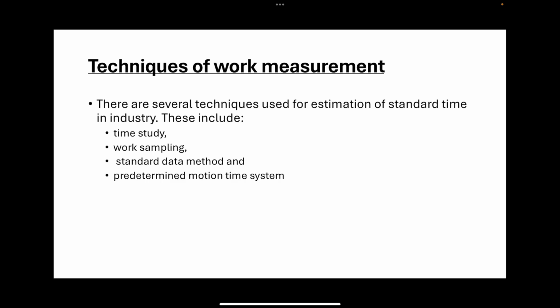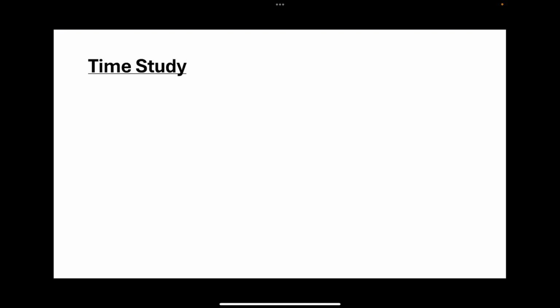So what are the different techniques of work measurement? There are several techniques. The important ones are time study, work sampling, standard data method, and predetermined motion time system. Out of these, we will discuss time study. That is the most important technique of work measurement, which will be discussed in detail in this video. So let us go to time study.